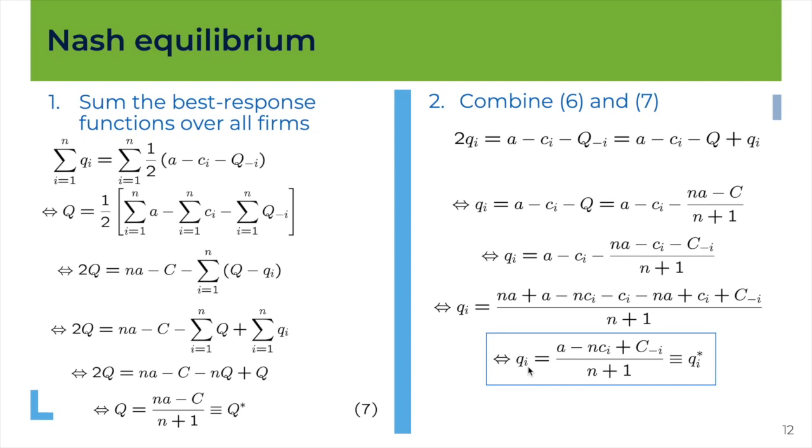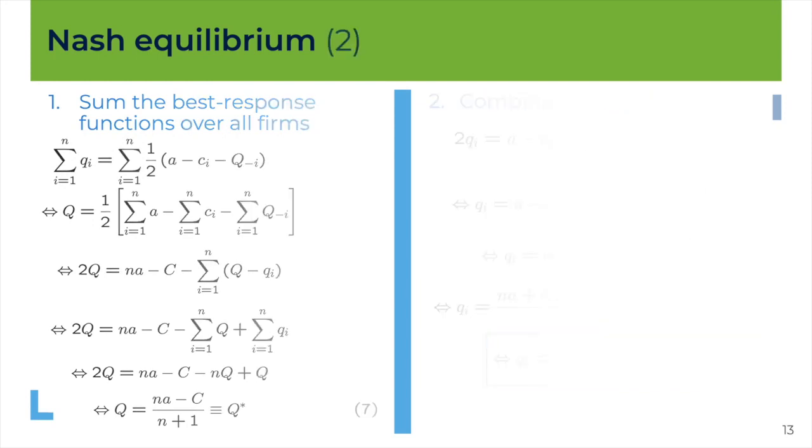Let's just discuss this. The quantity of firm i at equilibrium decreases with its own costs and increases with the cost of all the other firms. Okay, it's also a function of how many firms there are in the industry, which is n. So I don't want you to spend too much time on this, but if you don't understand exactly how we arrived at this, all the steps are detailed here, and you can read this at your own pace.